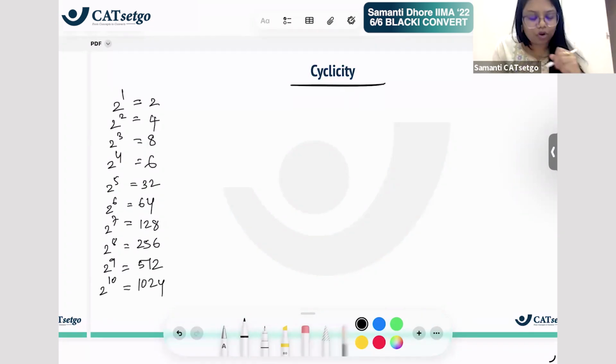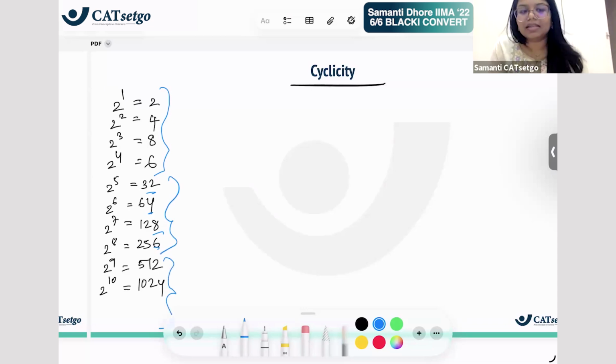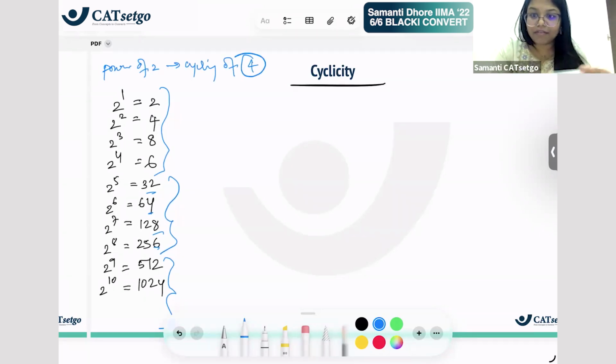Right. So now here what do we observe is, look at the unit digits. It's 2, 4, 8, 6, 2, 4, 8, 6. Again 2, 4, after that 8, 6 will come. The concept of cyclicity tells us that there is a cyclic repetition when you take the powers like this. 2486, 2486, 2486, right? So I can say that the power of 2 has a cyclicity of 4. After every 4 powers, the unit place repeats itself.